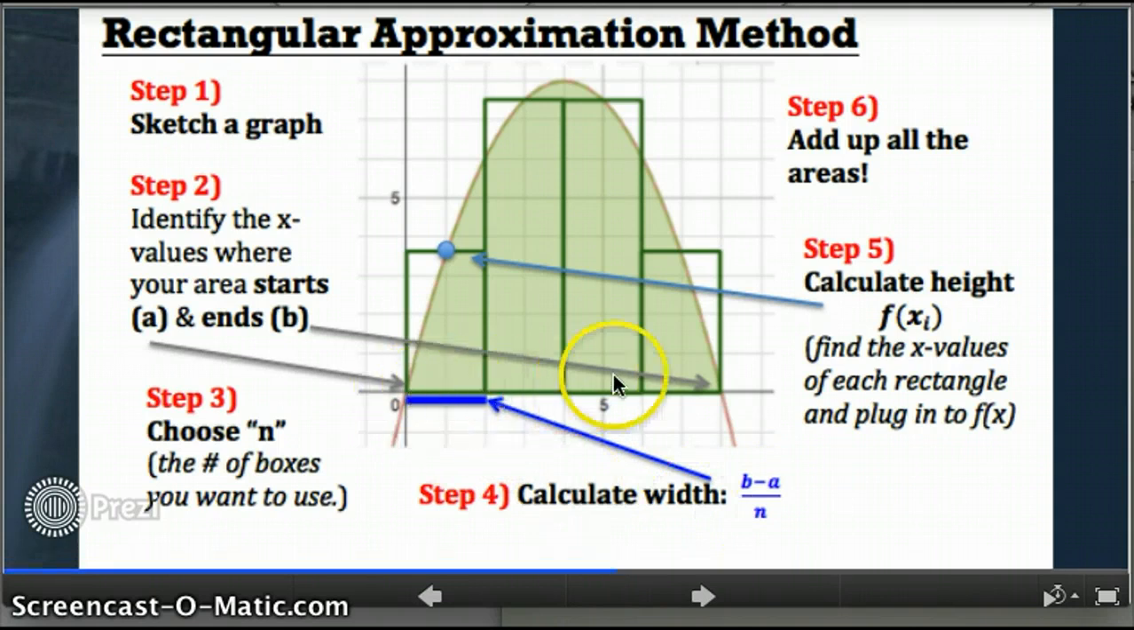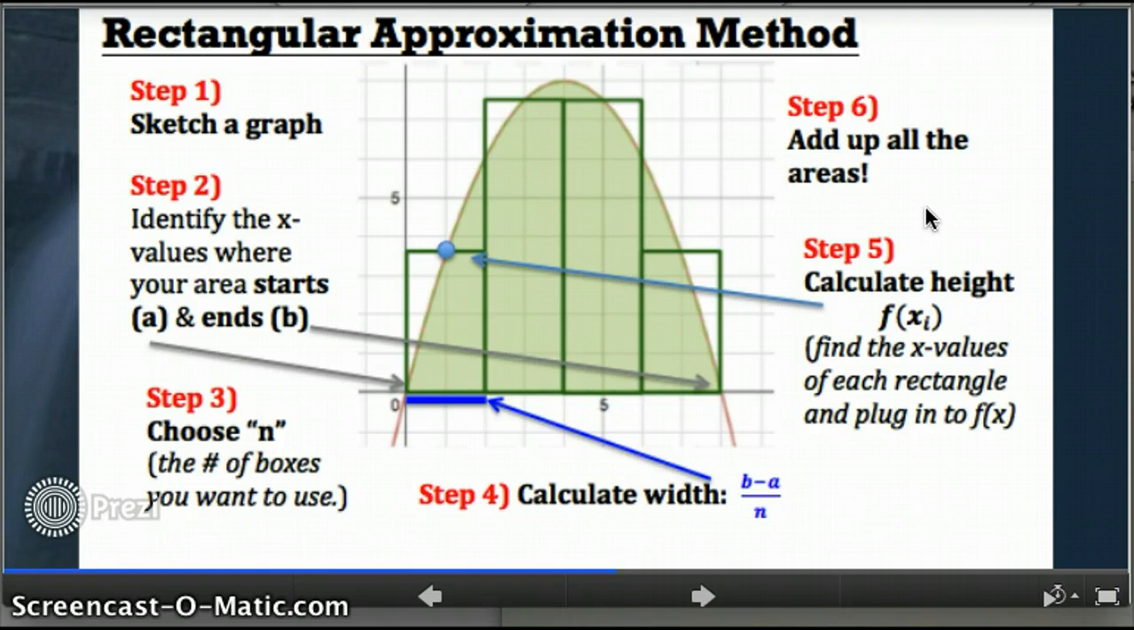And then once we had the width of each box, we calculated its height, and we did that by plugging in the x value from the bottom of the rectangle into the parabola's function, f of xi. Ultimately, we added them all up. Pause for a second on this screen to make sure that you really thoroughly understand what each of these steps are.